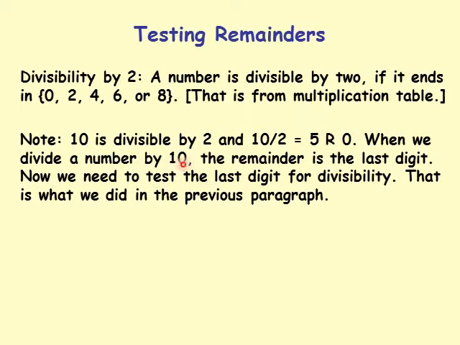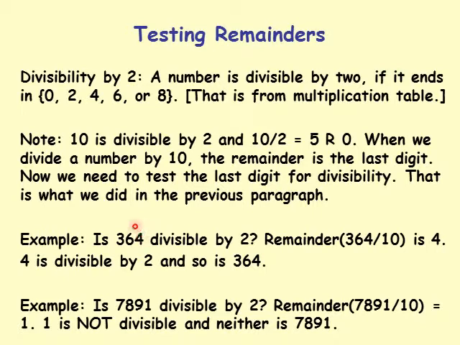When we divide a number by 10, the remainder is the last digit. Now we need to test the last digit for divisibility, and that's what we did in the previous paragraphs. Okay, we just say it ends in 0, 2, 4, 6, 8. That is, the last digit was such and such, and we did that because to get the last digit we found a remainder by dividing by 10. Okay, so let's continue.